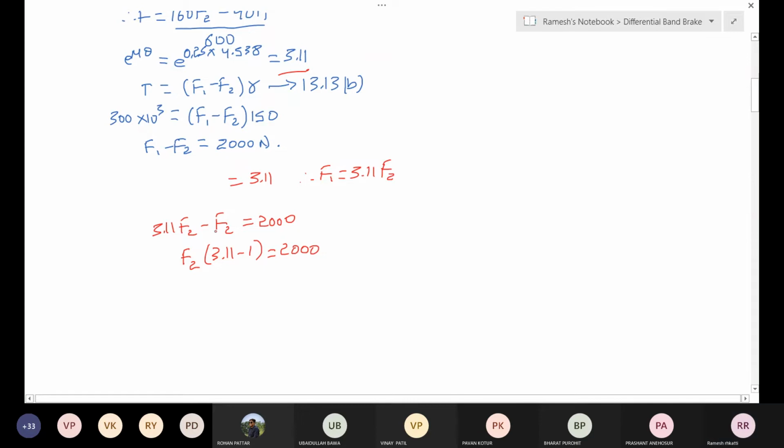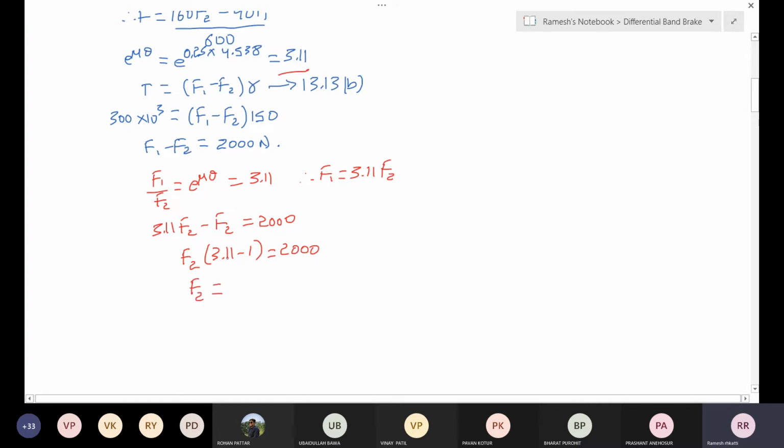I think I have erased this. This is F1 minus F2 is equal to 2000. This is F1 by F2 is equal to e raised to mu theta. I substitute the value of e raised to mu theta, and taking this to the right hand side, you'll be getting the value of F1 that I have substituted in this. From this, I will be getting the F2 value.